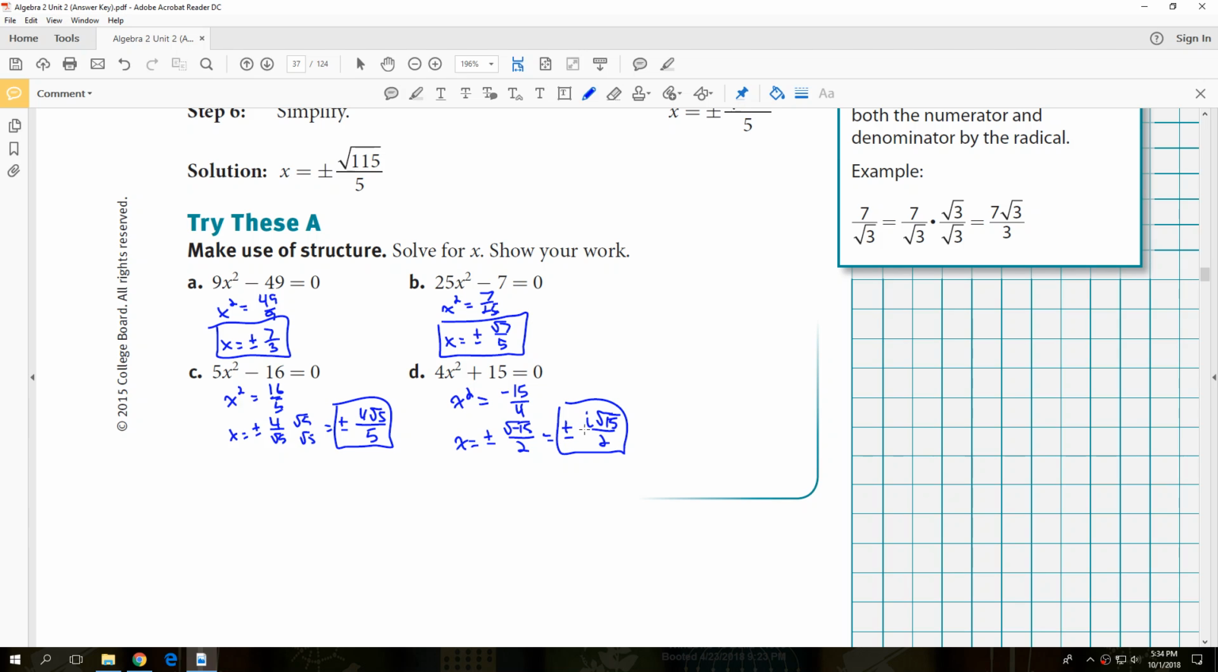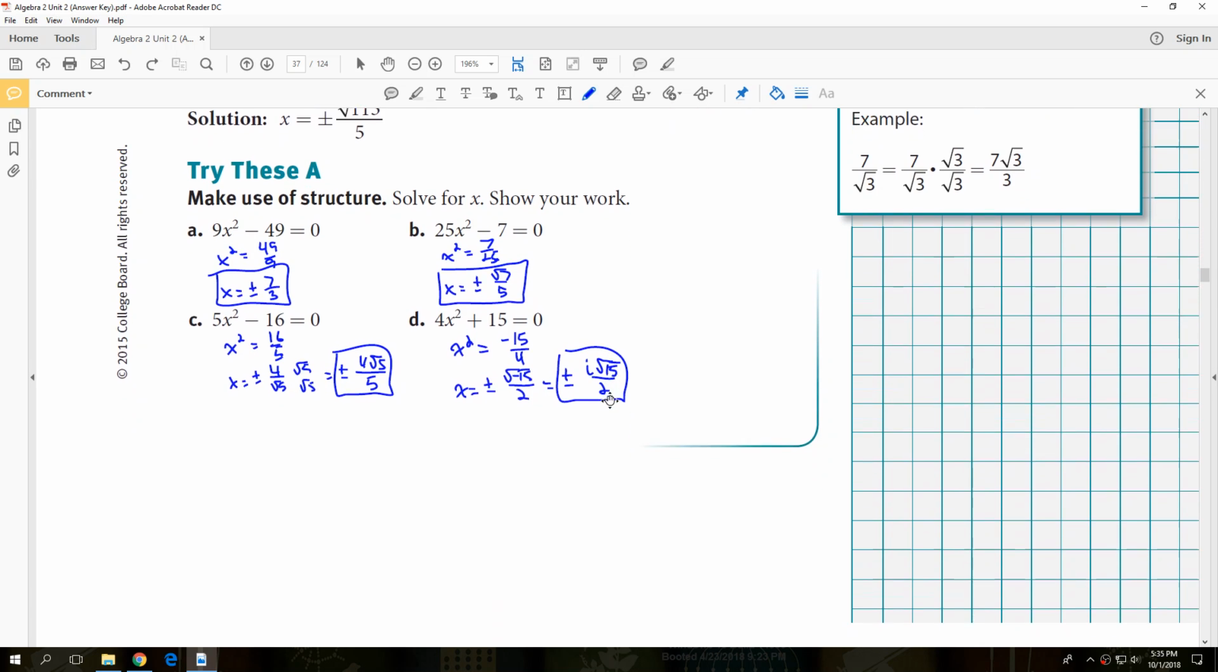D would be called imaginary, because it's got an i in there, or complex. You could call them complex as well, but I would say imaginary because it's got an i in there. Some people might say they're imaginary and irrational because of the square root, but I've never heard of anybody saying it's an imaginary irrational or an imaginary rational. It's just imaginary because it's in the imaginary realm.